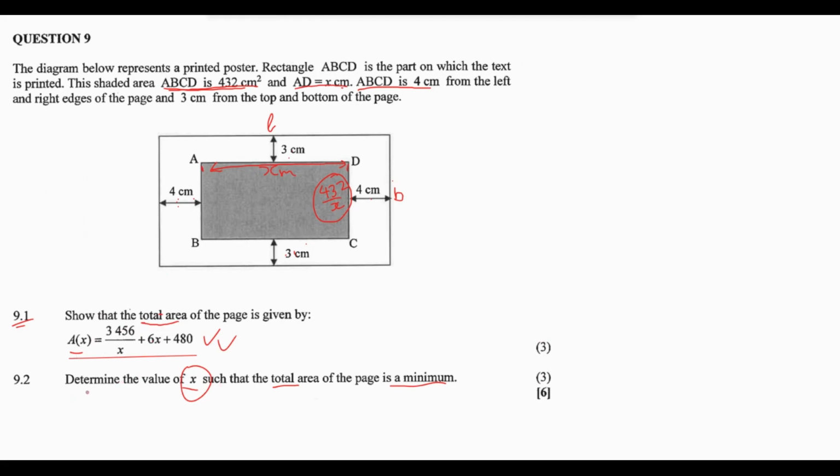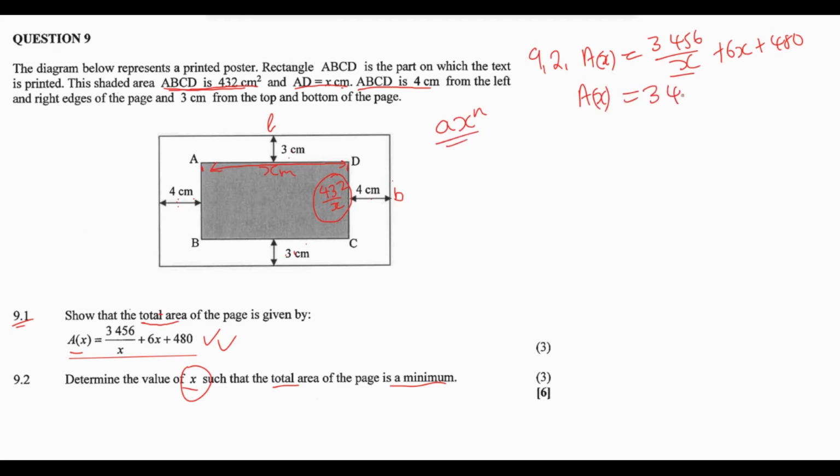Now, determine the value of x such that the total area of the page is minimum. So we have our area in terms of x, which is equal to 3,456 over x plus 6x plus 480. So we have to derive this and equate it to 0. So let's change this term so that it is in the form a times x to the power n. We haven't derived yet, just changing this to this form.